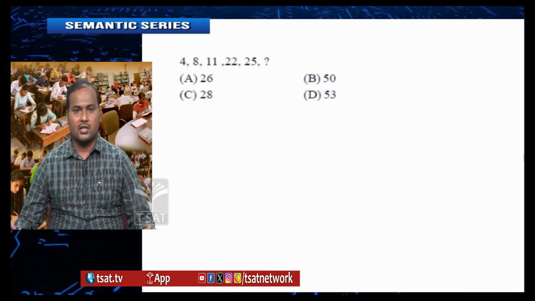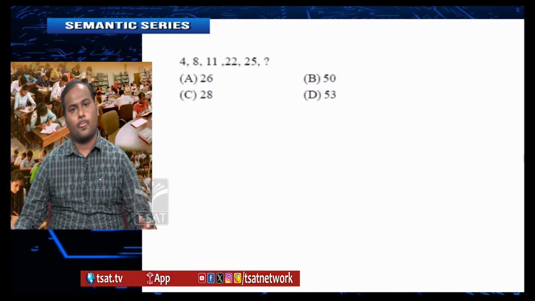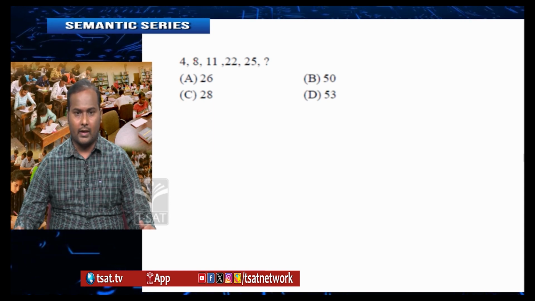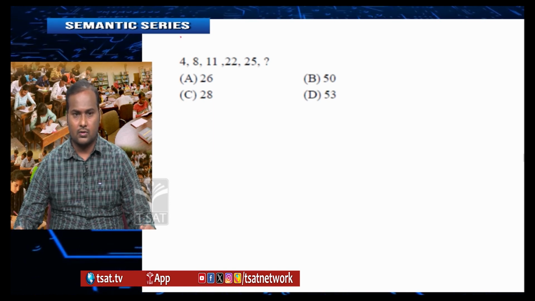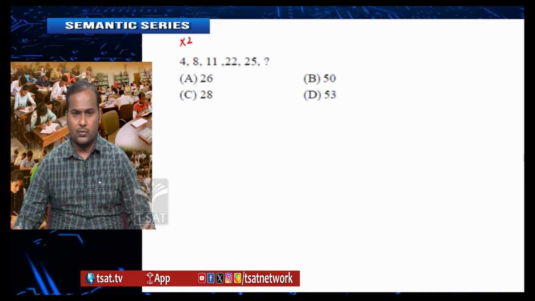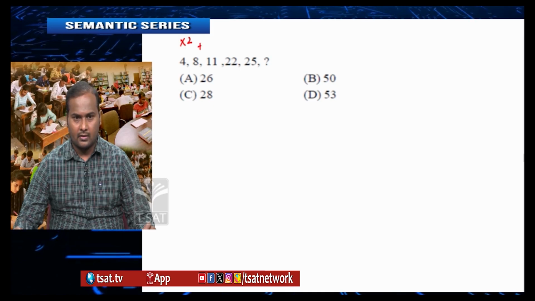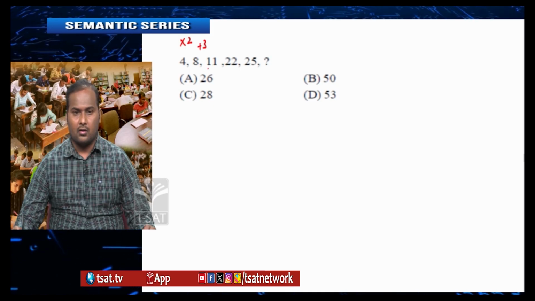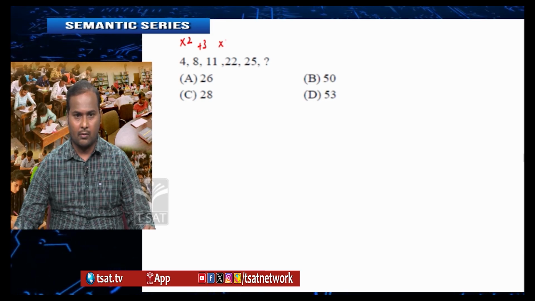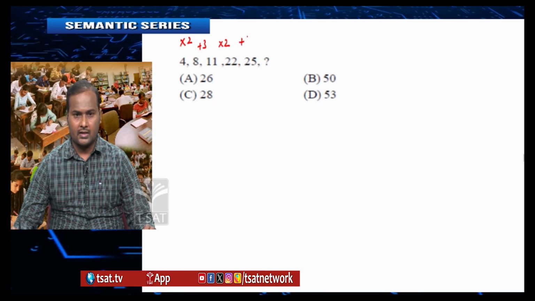This is a miscellaneous type of question, where both additions and multiplications are involved. If you see this particular series, 4, 8, exactly it is doubled. So it is multiplying by 2, or he added 4. Next one is 8 to 11. So generally it is increasing by 3, so plus 3. If you see the next one, 11 and 22, obviously it is doubled. So multiplied by 2. Next one is 22 to 25. So there is an increase of 3.